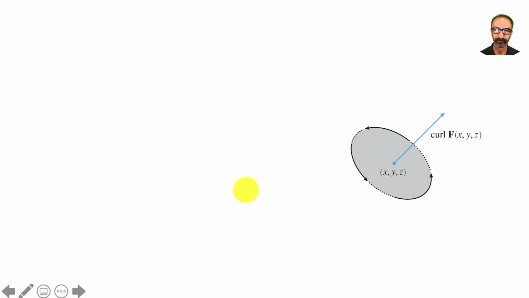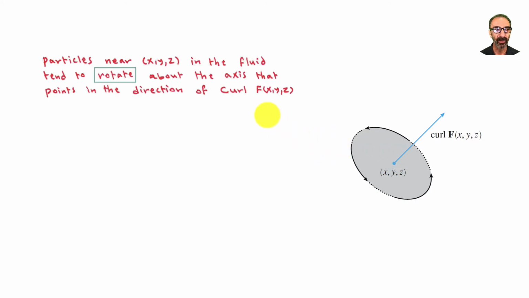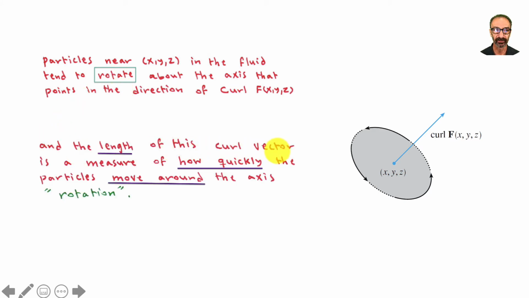What is the curl of F? Since it's a cross product, it's going to go out of the field. As you could see, we know how to do the cross product, and we know that it's perpendicular to the vectors that you multiply. Particles near the point x, y, z in the fluid tend to rotate about the axis that points in the direction of the curl of F. That says it clearly with the word rotate. And the length of this curl vector, the magnitude, is a measure of how quickly the particles move around the axis. So in short, the curl measures the rotation of the vector field about the point x, y, z.